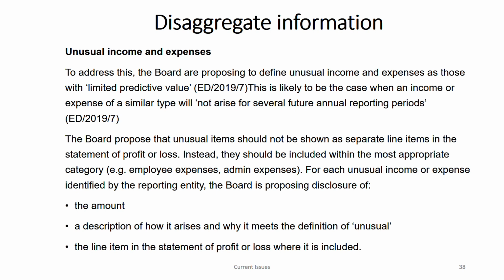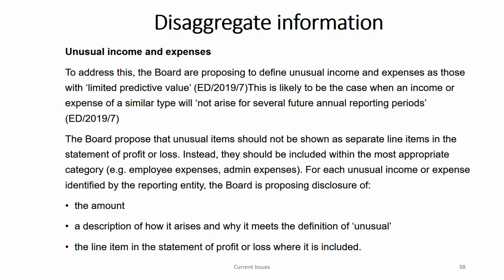You can say because you predict that in a few years it will not arise, or this has never happened before. Something like that, some definition has to be there. And third, line item. When you're putting it in a line item in the statement of profit and loss, where it is included. For example, you are classifying that unusual income and expense under admin expenses. You need to write why. You have to write in which place you are including that unusual income and expense, whether under employee expenses or admin expenses, you have to show where it is included. Very important, these three things.